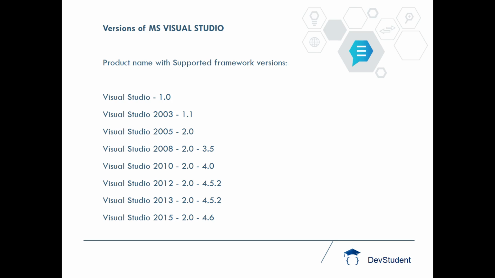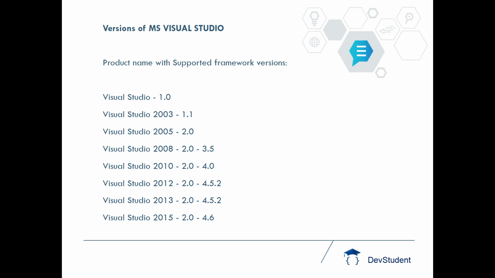The first version of Visual Studio was released in the year 2000, and that's known as Visual Studio, and it supports a framework version of 1.0. After that, Visual Studio 2003 was released, followed by 2005, 2008, 2010, 2012, 2013 and 2015. And the latest versions of Visual Studio support the latest frameworks.